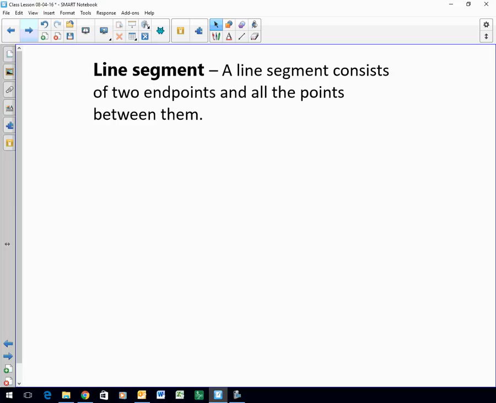Line segment, these are, if you want to know, my favorite. Okay? Nobody wanted to know, but it's okay.